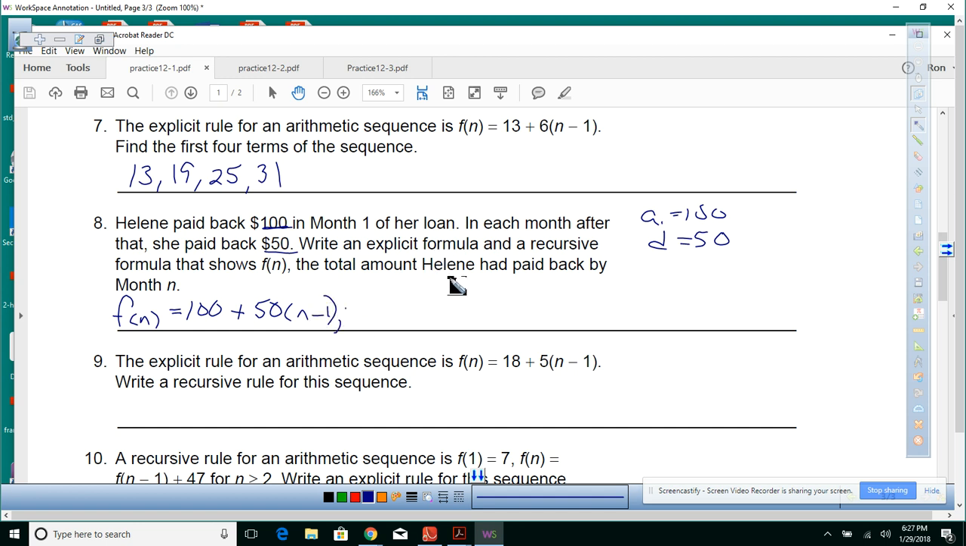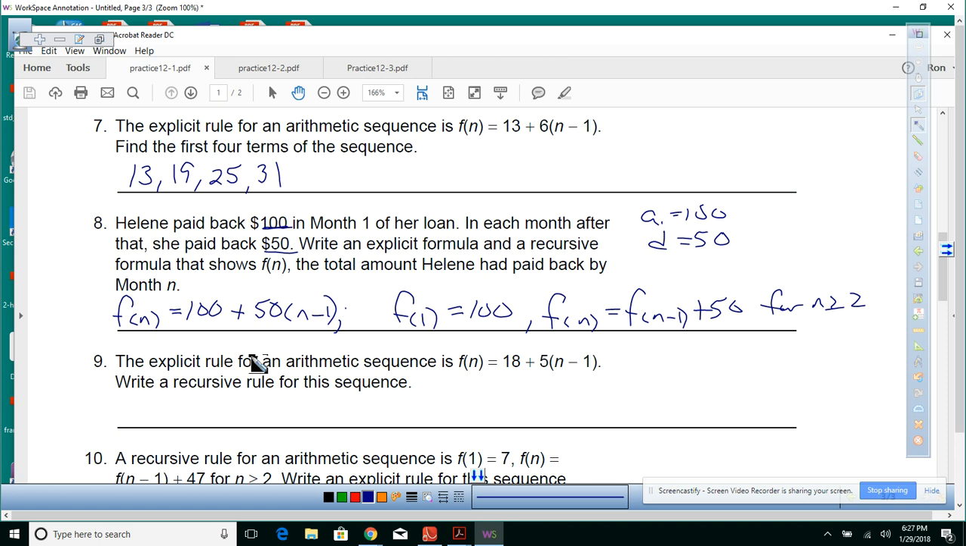The recursive formula would be f of 1 equals $100 and f of n equals f of n minus 1 plus 50 for n is greater than or equal to 2.